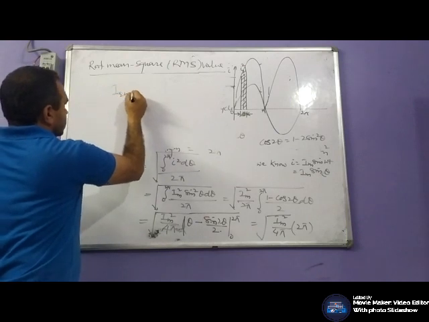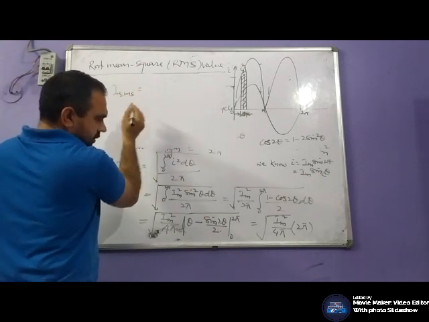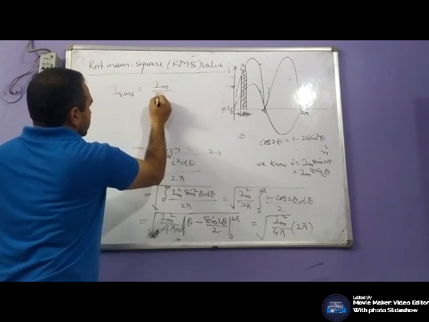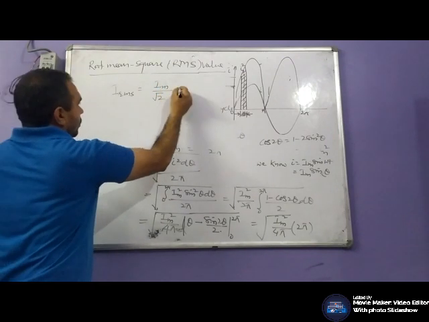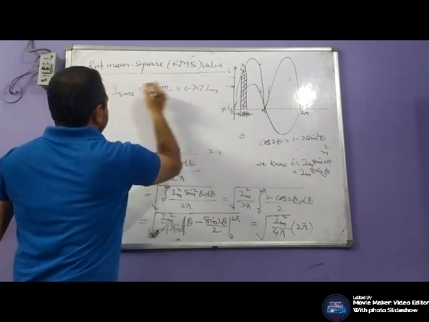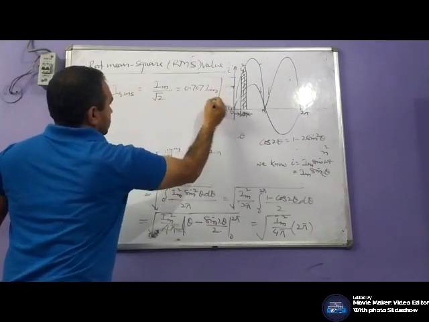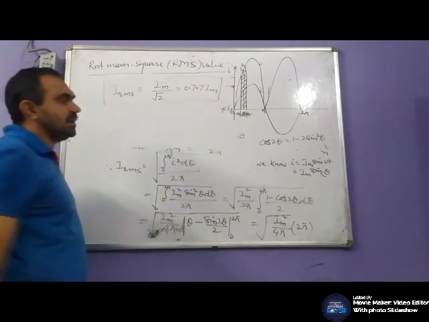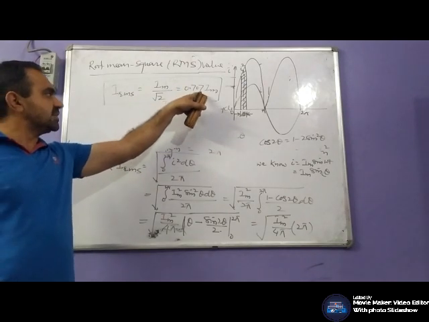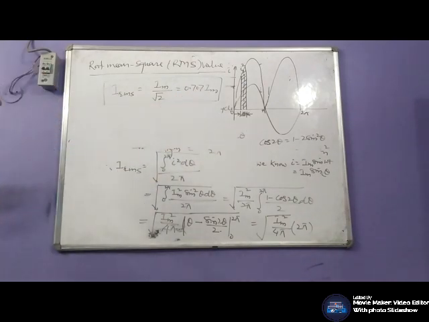IRMS is Im by root 2, or 0.707 of the maximum. So the RMS value of the alternating quantity is 0.707 of the maximum value.